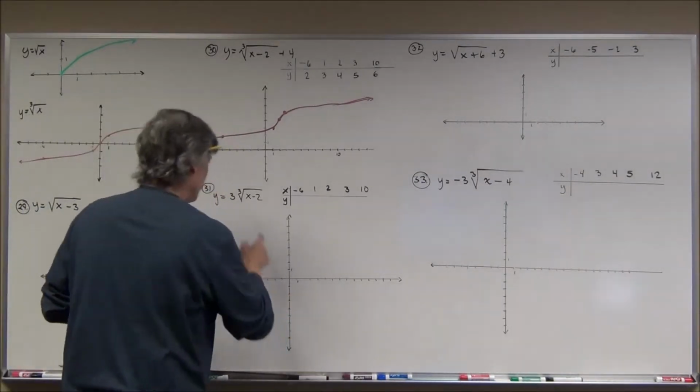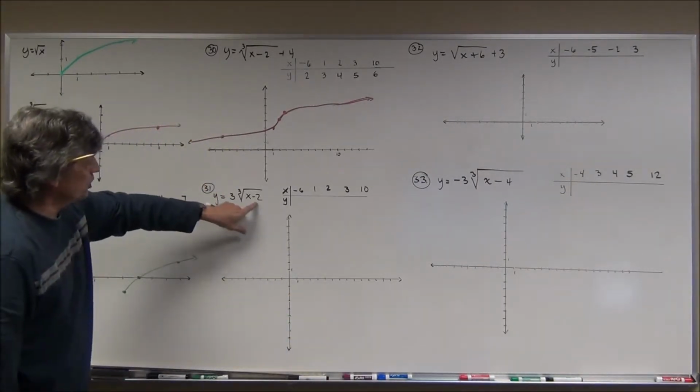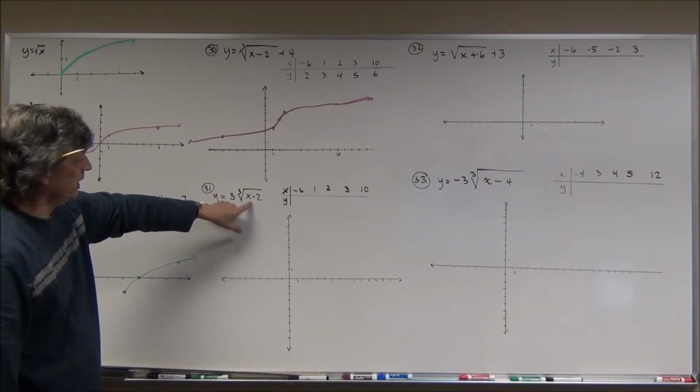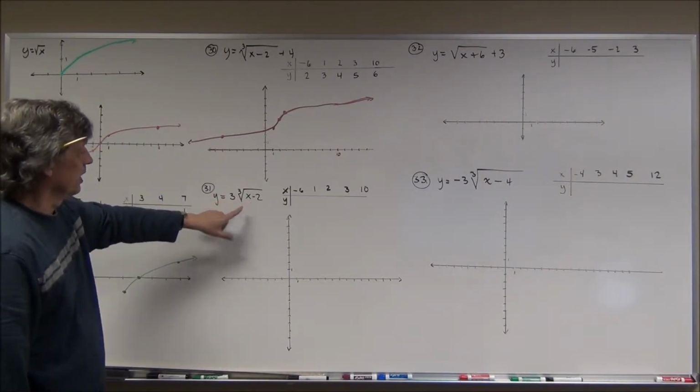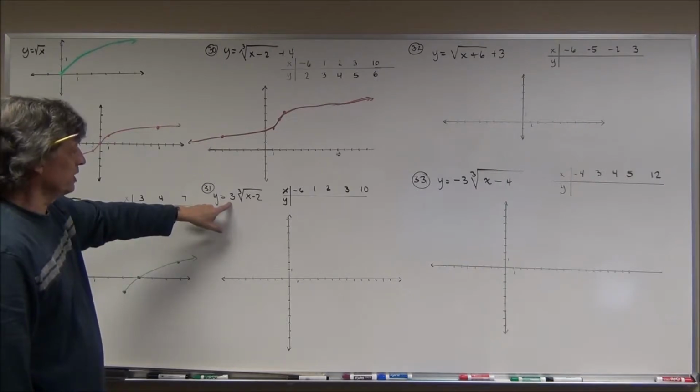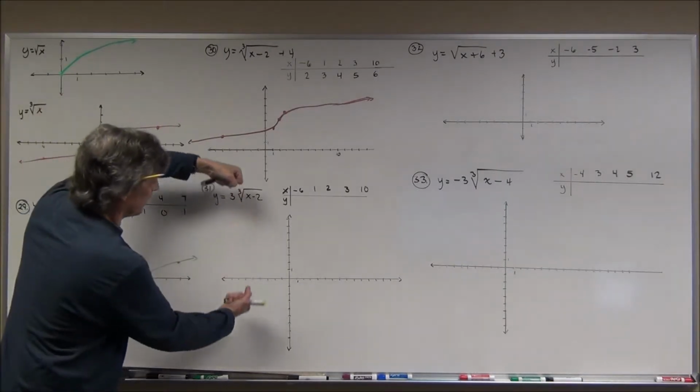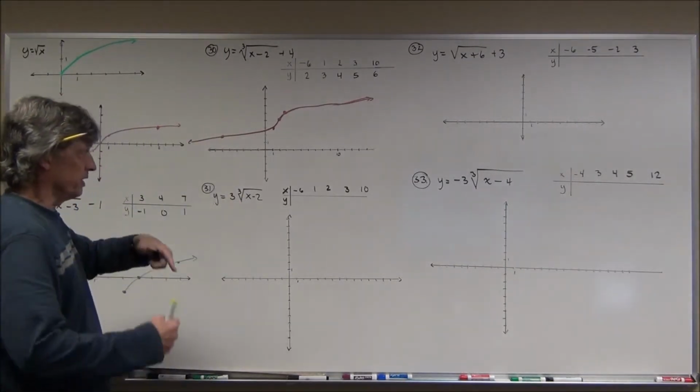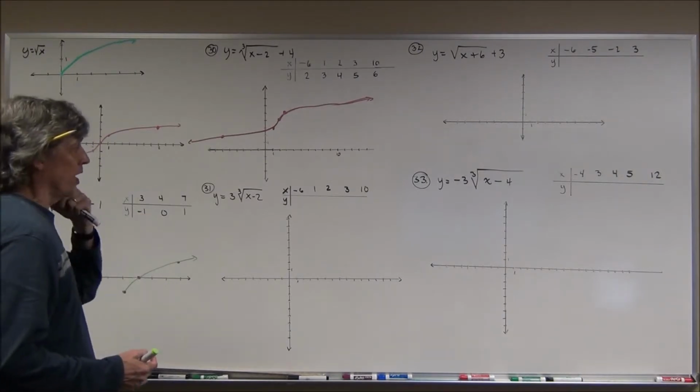Here's another cube root. And there's another translation. See the -2 inside? That means you're shifting it 2 to the right. But what does this 3 do? It doesn't mean it's raising it. This means it is stretching it by a factor of 3. So you're going to get some bigger y values and smaller y values.